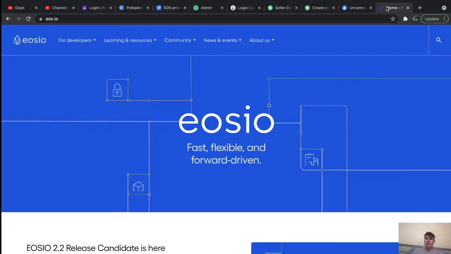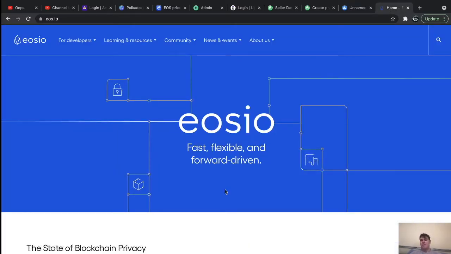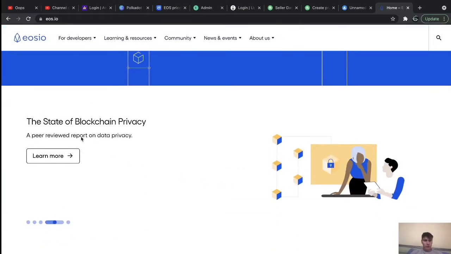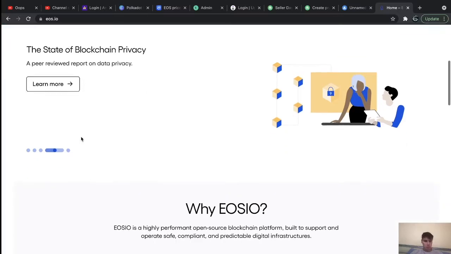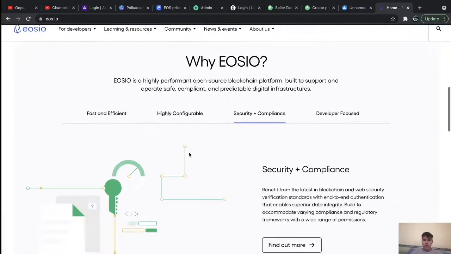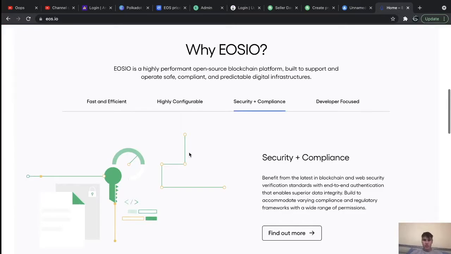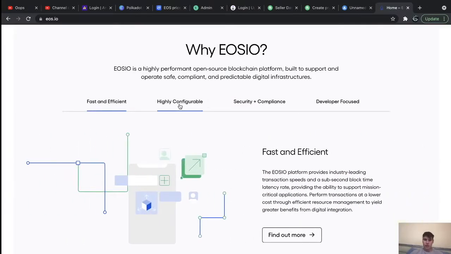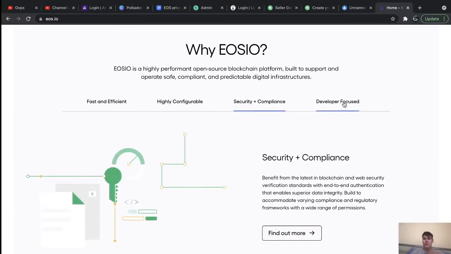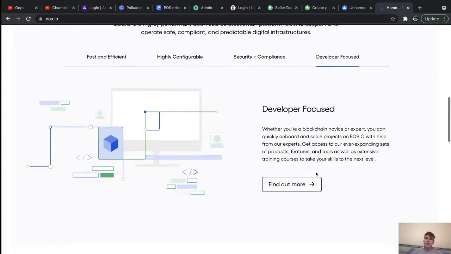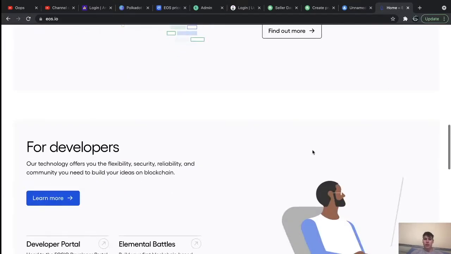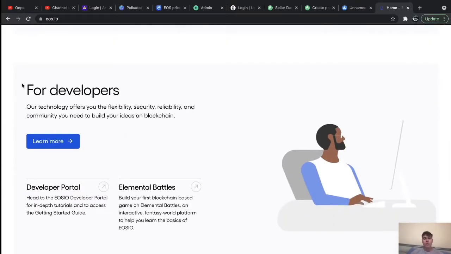So let's go over to the website and see what it is. EOS.io, fast, flexible, and forward driven. Great. It's not like every other crypto coin is like that. The state of blockchain privacy. Again, great. Why EOS.io, right? So we can see it's a highly open source blockchain built to support and operate safe, compliant, and predictable digital infrastructures, right? Fast and efficient, highly configurable, security. Again, developer focused. This is the main key that I want to focus on, is the developer focus, and we'll find out down here because it's for developers, right?